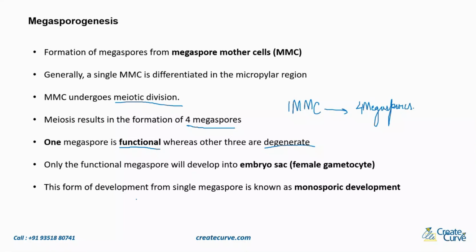This form of development from a single megaspore is known as monosporic development. Since the embryo sac is formed from just one megaspore, we call it monosporic development. Here again, mono means one, and it is formed from one megaspore. So that is why it is called monosporic development. Is it visible?